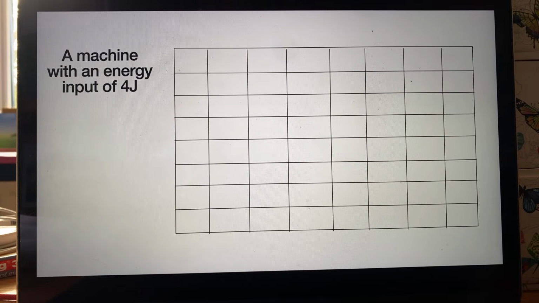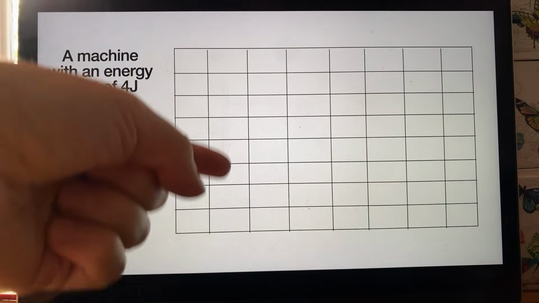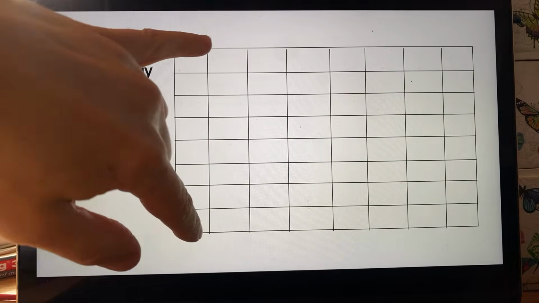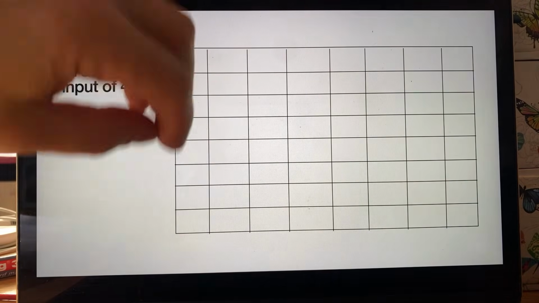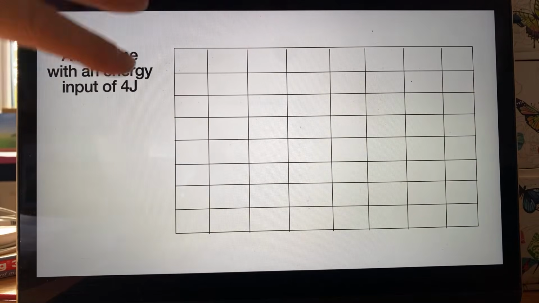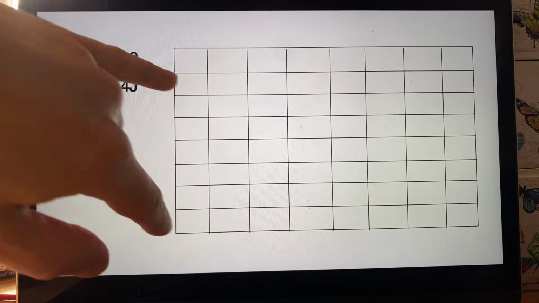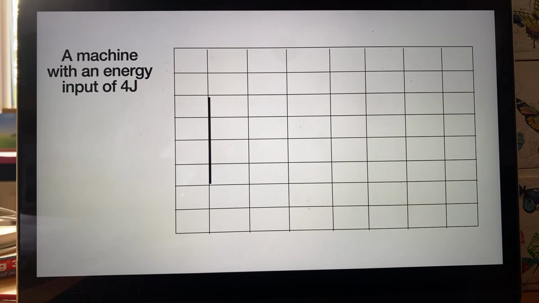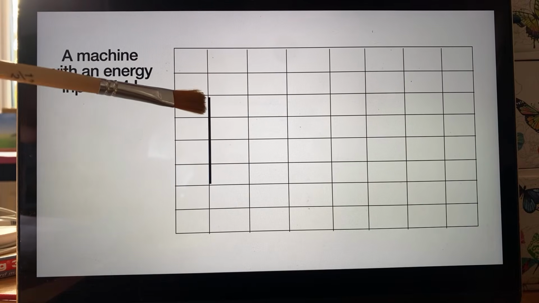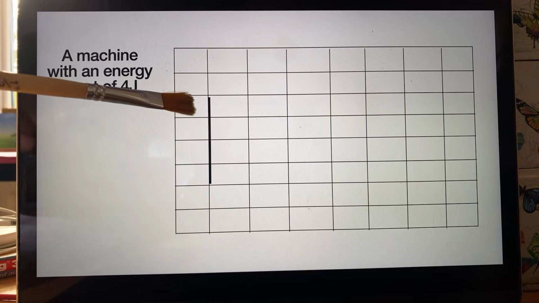So if I said to you, draw a Sankey diagram of a machine with an energy input of 4 joules, hopefully that would be fairly straightforward because you've got 8 squares on your bit of paper. Usually when you're drawing graphs, you would be told use as much of the paper as possible. I'm not going to make my machine 8 squares wide. I'll just make it 4 joules wide, so we've got room for the arrows coming off the side. So a machine with an energy input of 4 joules, I'm going to draw a line covering 4 squares, right? 1 joule per square.